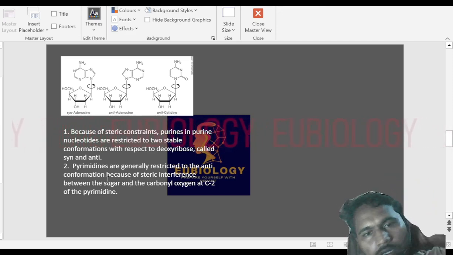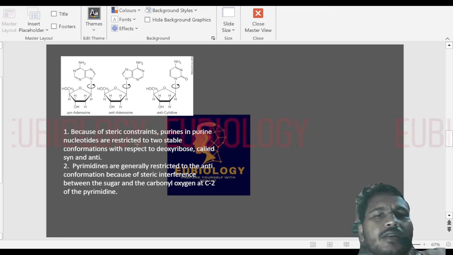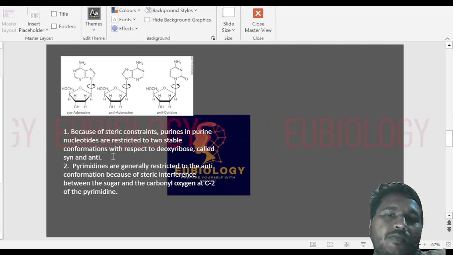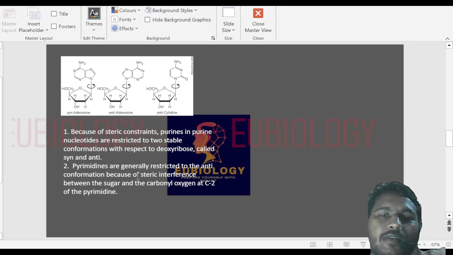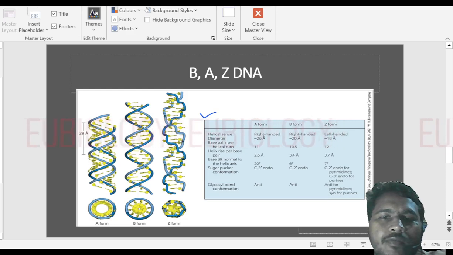So, what is the cause of this? Because of steric constraint, purine nucleotides are restricted to two stable conformations. But pyrimidine, as you'll see, is in the anti form only, because the sugar and the carbonyl oxygen at the C2 of the pyrimidine cause steric interference, so it will be only in the anti form.